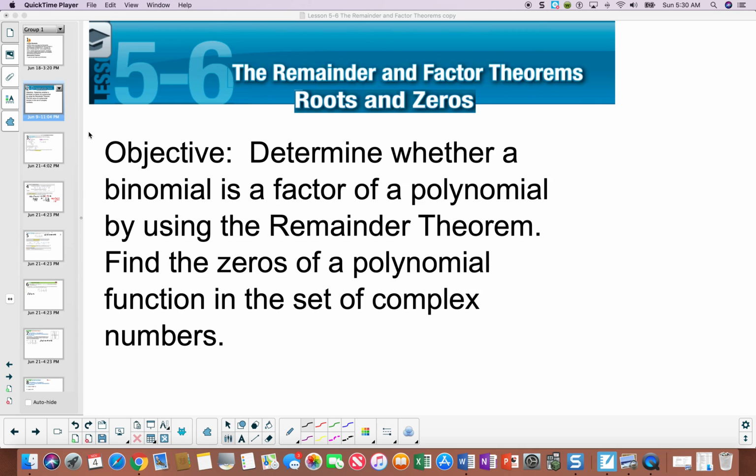Lesson 5-6, the remainder and factor theorems, roots and zeros. Objective: determine whether a binomial is a factor of a polynomial by using the remainder theorem. Find the zeros of a polynomial function in the set of complex numbers.